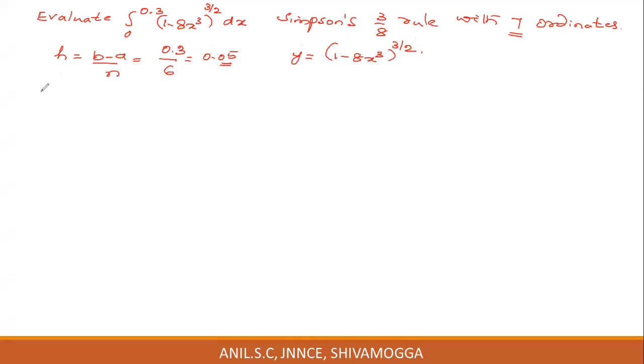Now let's tabulate the values of x and y. y means (1 minus 8x cube) whole power 3 by 2. First we tabulate the values of x starting with the lower limit. Lower limit is 0. Go on adding h each time. 0 plus 0.05 is 0.05. 0.05 plus 0.05 is 0.1. 0.1 plus 0.05 is 0.15. 0.15 plus 0.05 is 0.2. 0.2 plus 0.05 is 0.25. 0.25 plus 0.05 is 0.3. This is the upper limit, so stop here.